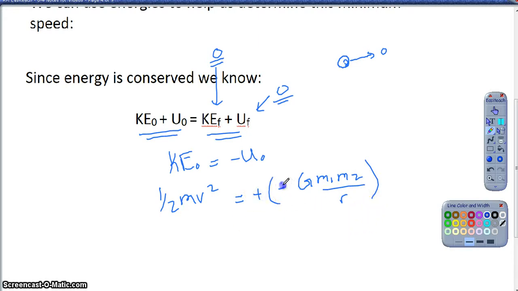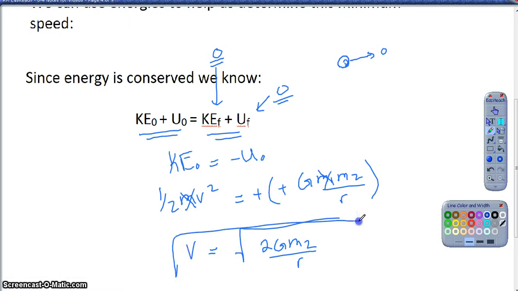Obviously the negatives here negate each other, and if I do a little more cleanup, the mass of the satellite doesn't matter. So multiplying both sides by 2 and then taking the square root, I get my escape velocity to be the square root of 2 times G times m2 all over r. That's the required escape speed necessary to break free of a planet or a body that we're in orbit of. So again, this is the minimum velocity needed to break free.